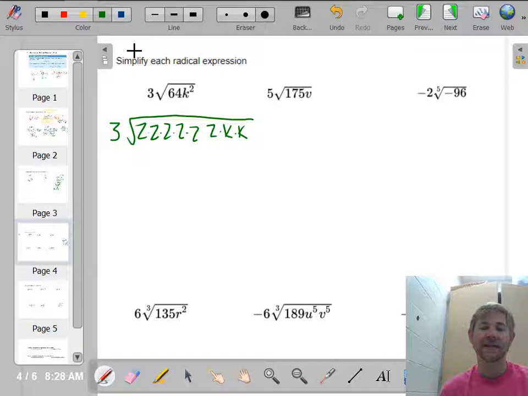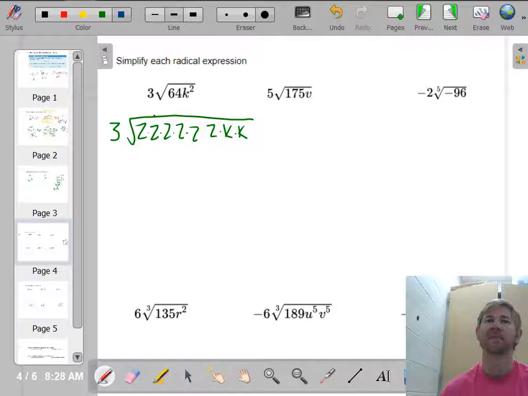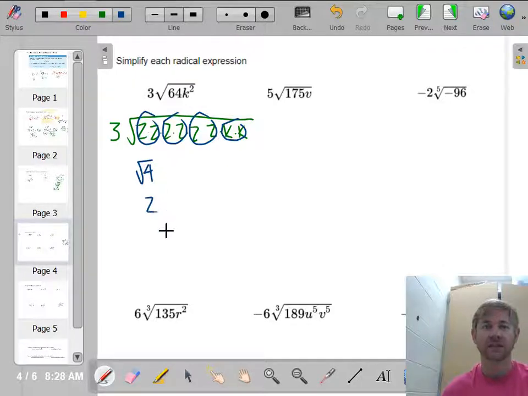If it asks you to find the square root, what I'm going to do is look for pairs. And everywhere I see a pair, I'm going to circle that and say, that's important. So when I see a pair of 2's, I'm going to circle that. And another pair of 2's, and another pair of 2's, and a pair of k's. And I'm going to think about what that means. 2 times 2 is 4. The square root of 4 is 2. So what we're finding is pairs.